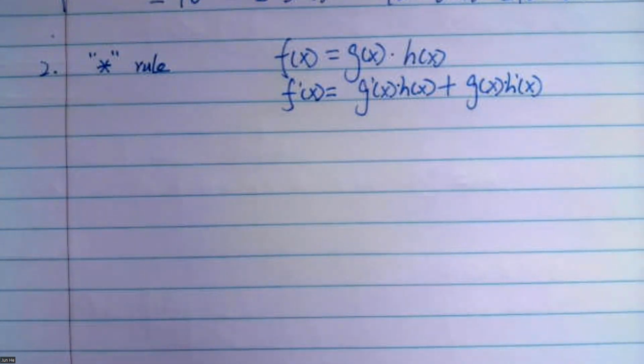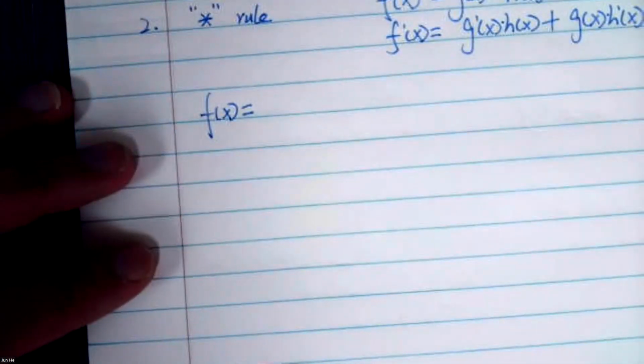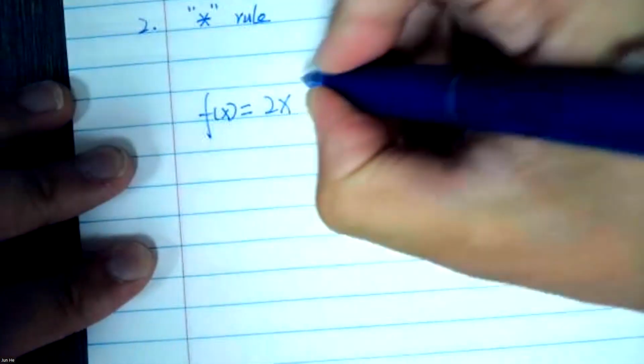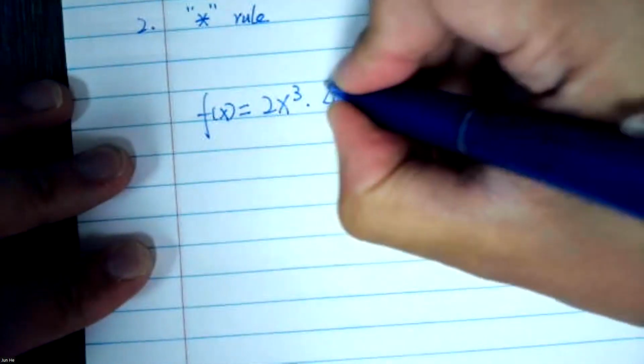So now let's look at one example. f(x) equals 2 times x cubed times (4x minus 1).